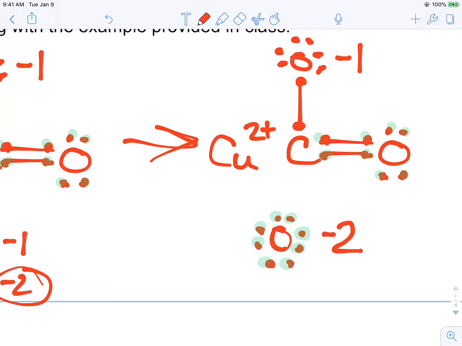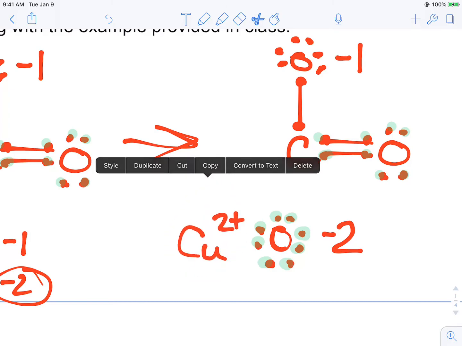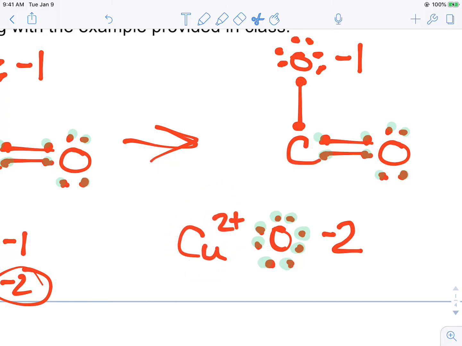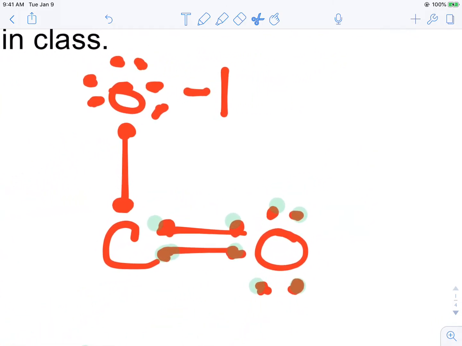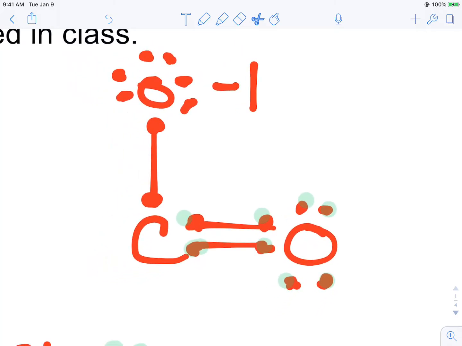Who's it going to want to bond to? Copper. These guys are ionically attracted to each other, and so they separate and they form their own compound. That's step 1. The next step that is really complex is what's going to happen here.